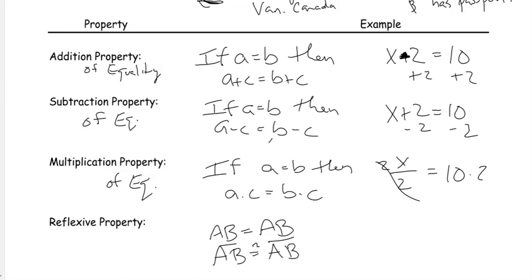Reflexive, okay? You can think of that as the reflective property. You look in the mirror and you see yourself. AB looked in the mirror, saw itself. AB, the segment, rather than the length, looks in the mirror, sees itself. Okay, so here are some of the different properties that we're going to be using: addition property of equality, subtraction property of equality, multiplication property of equality, and reflexive property of equality.